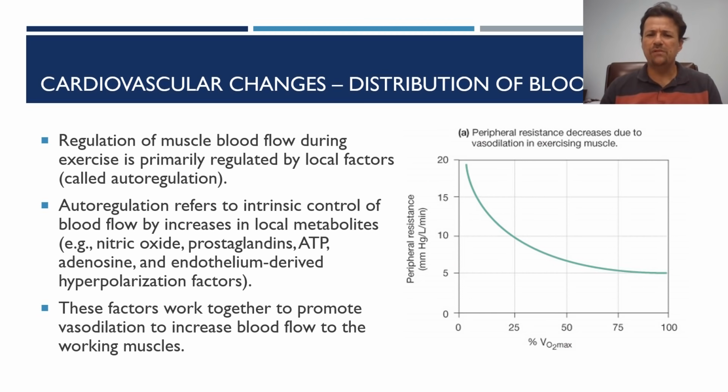So what's responsible for this distribution change? Well, this is primarily driven by local factors in a process called autoregulation. Once exercise occurs, there's a release of several things like nitric oxide and prostaglandins and different factors, and they basically dilate the blood vessels, decreasing peripheral resistance, and therefore causing more blood to flow to the skeletal muscles. Whereas in other parts of the body, the peripheral resistance is not decreasing. Those vessels don't dilate, and therefore blood does not flow there. This is something peculiar to the skeletal muscles especially.